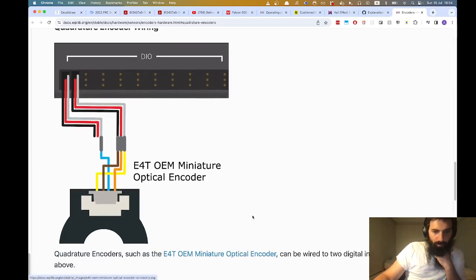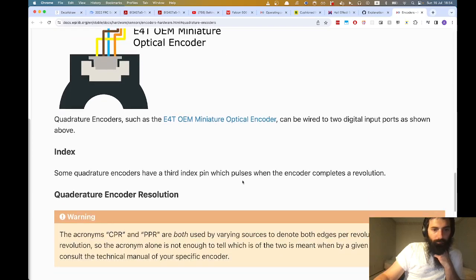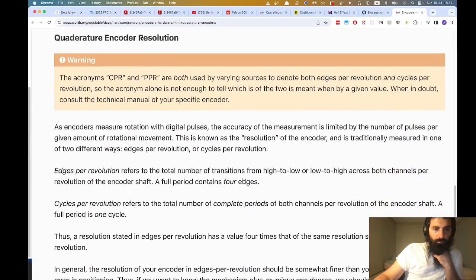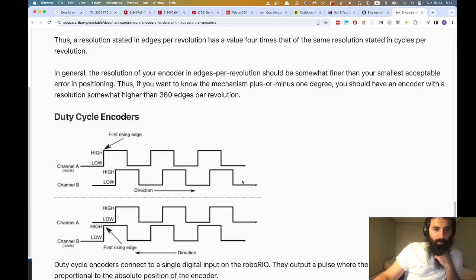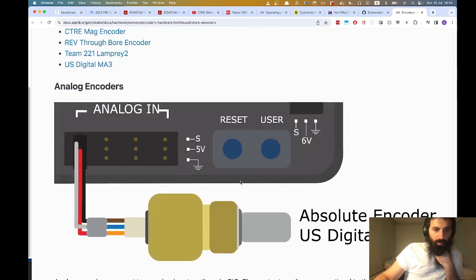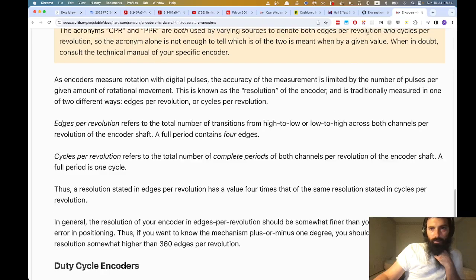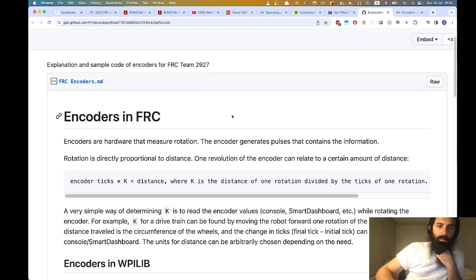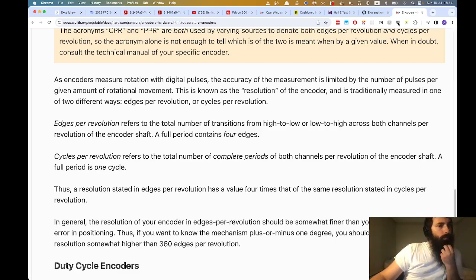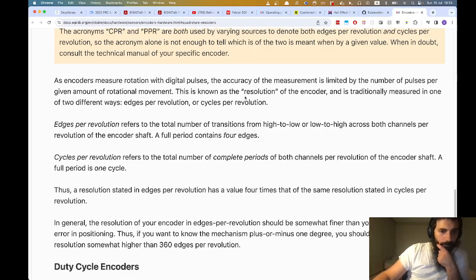So let's not get into that. Let's skip that and see how encoders work in the code. Hold on one second. Give me just a second, please.